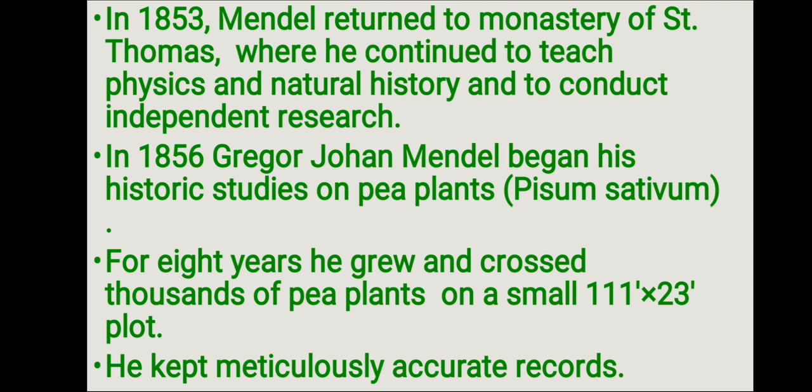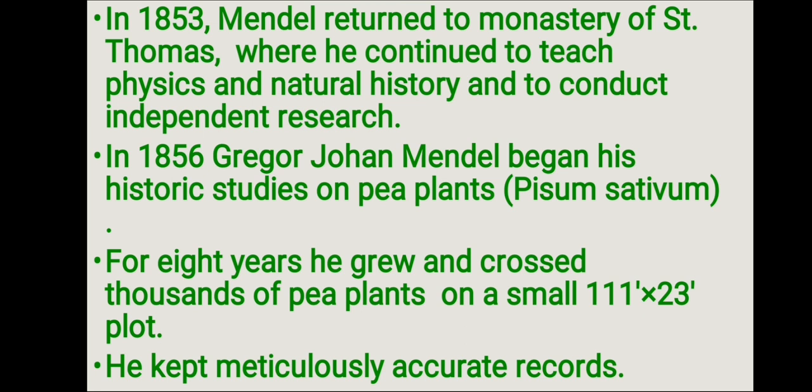While he conducted the research, in 1856, Mendel began his historic studies on the pea plant, Pisum sativum. Very important point: in 1856, Gregor John Mendel began his historic studies on the pea plant. The botanical name of the pea plant is Pisum sativum. He began his historic studies in the garden of the monastery of St. Thomas.